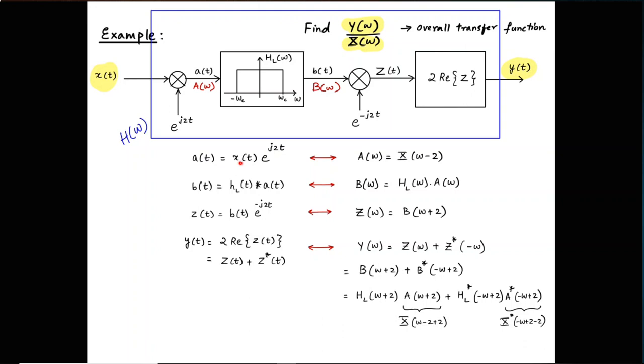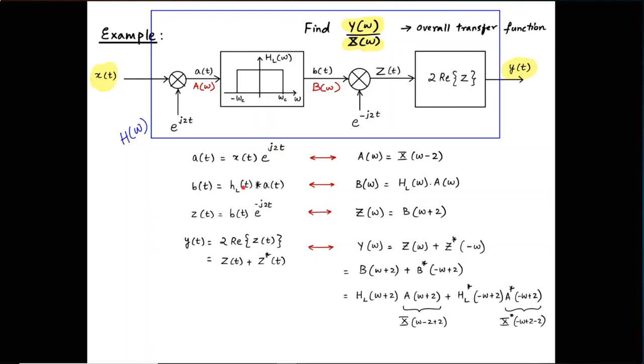Next step, b of t can be obtained by convolving the impulse response of this low pass filter with a of t. That's in the time domain. In the frequency domain, that would be a multiplication operation. B of omega, capital B of omega, is the low pass filter transfer function H_L of omega multiplied by A of omega. A of omega is known from the earlier step.